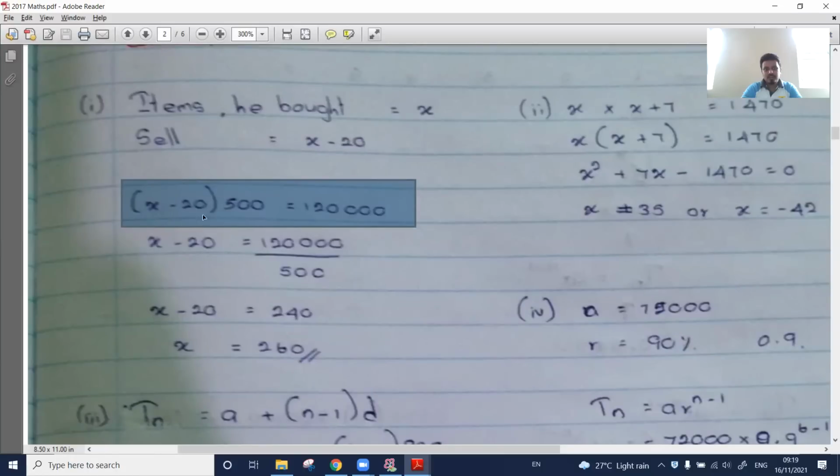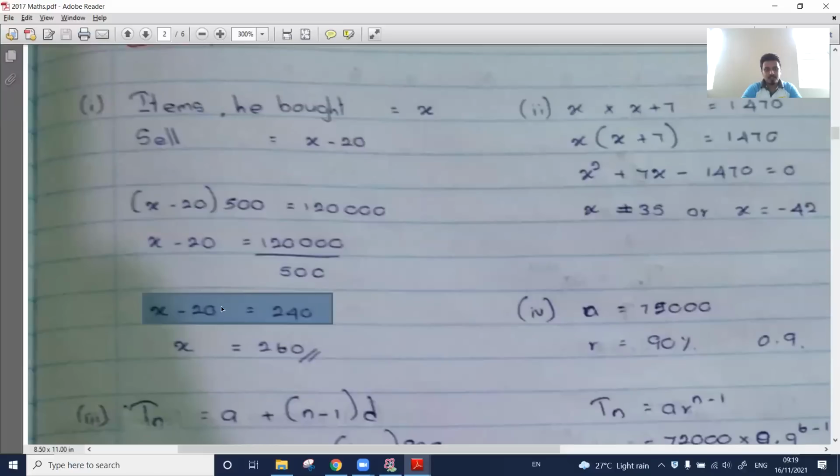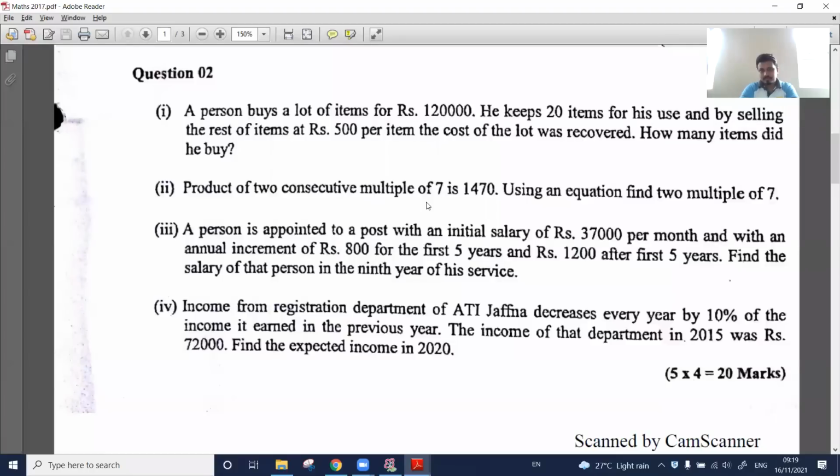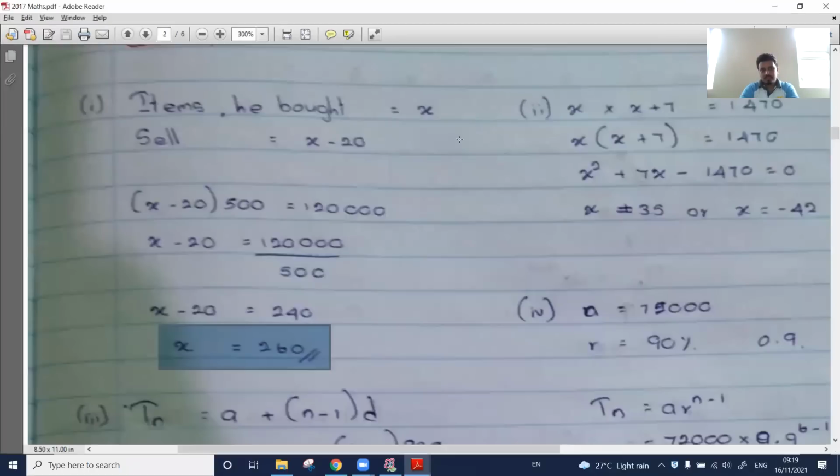First we need to divide both sides by 500. Then we will get the answer as 240. Then we need to take this minus 20 to the other side. It will become plus. So the final answer should be X equals 260. This person has bought 260 items.